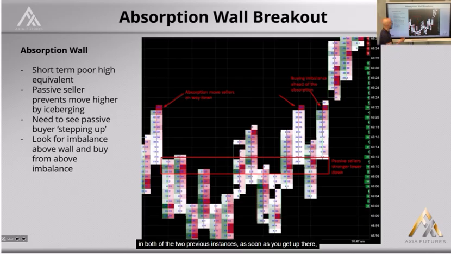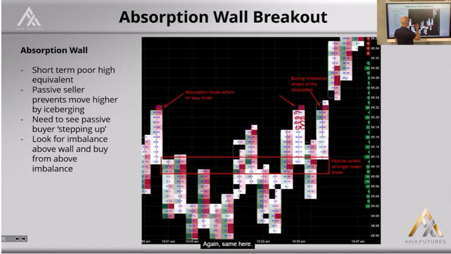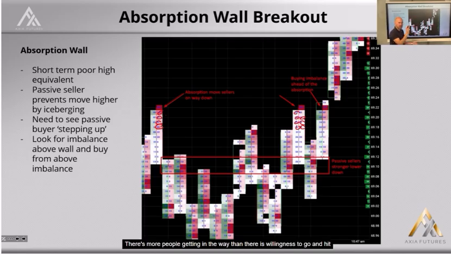In both of the two previous instances, as soon as you get up there, any buying into the offer is more than matched. So what you've got here is more passive selling compared to passive buying, more passive selling, and again, and again. Same here. So what that's showing you is that people are actually sitting in front of that large order as well. There's more people getting in the way than there is willingness to go and hit through them. So people hit that large order or iceberg, it goes nowhere, and they get out of the way.